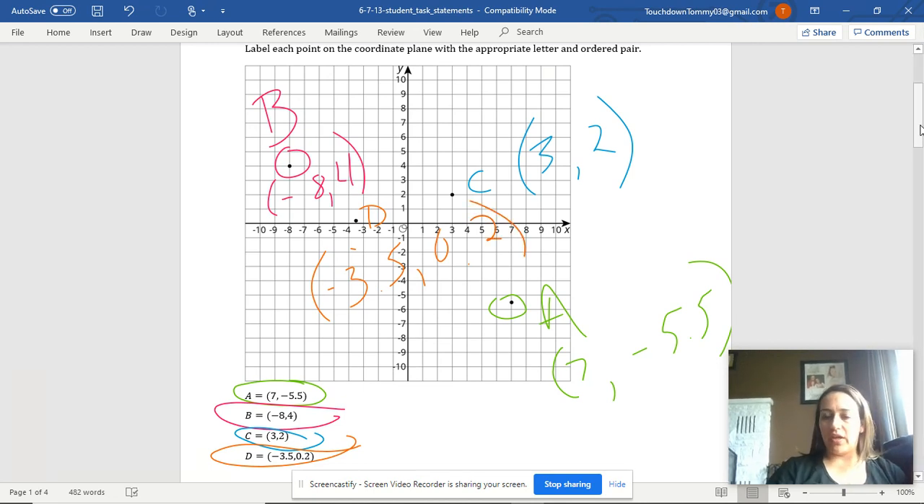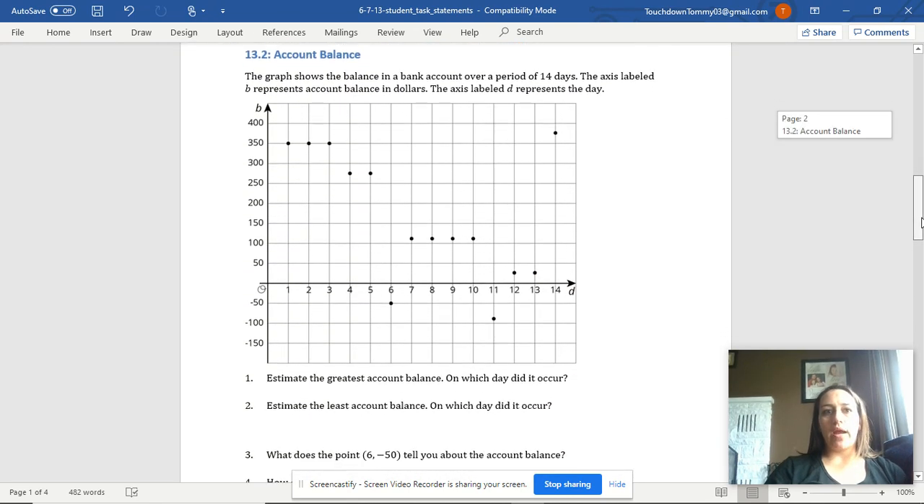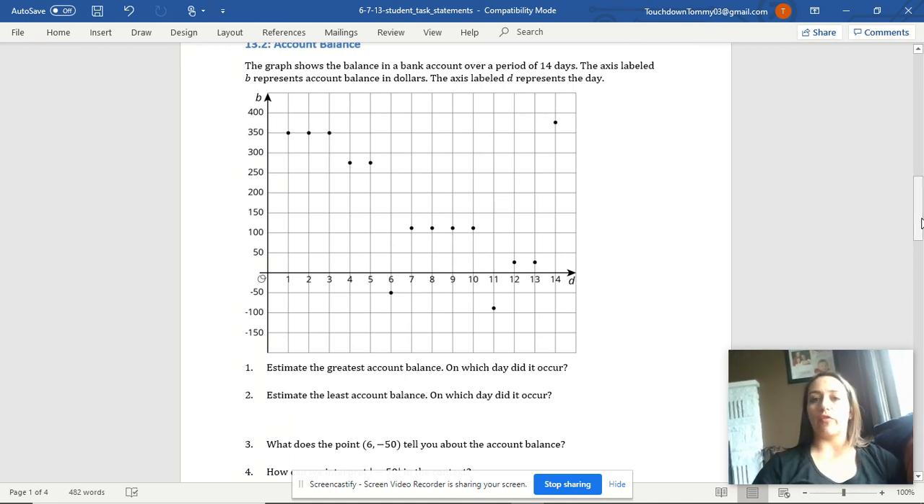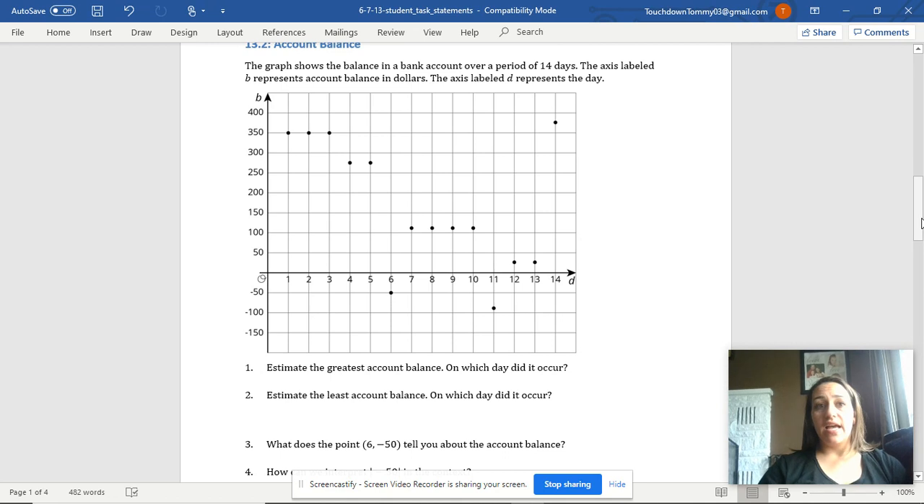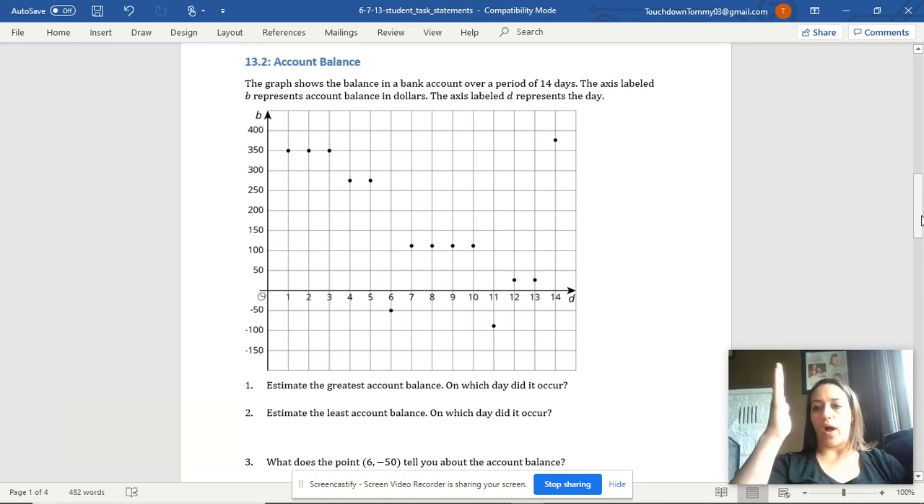All right, so we've identified some of the points that they plotted. Now we're going to go to part 2, where the graph shows the balance in a bank account over a period of 14 days. This axis is labeled B and it represents the account balance in dollars. The axis labeled D represents the day. So they've renamed our x and y axes with B and D because we're utilizing this in a real world situation.